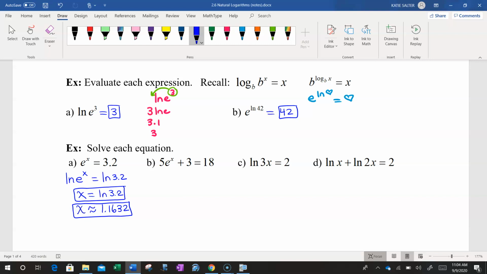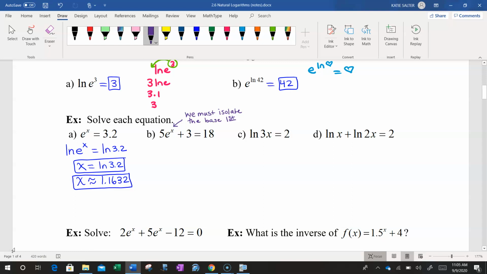All right, on the next problem, because it's got some multiplying and adding with e to the x, the first step is we must isolate the base. To do that, we're going to start by getting rid of any addition or subtraction. So we're going to subtract 3 from each side. That leaves us with 5 times e to the x is equal to 15. Then we divide each side by 5, and we get that e to the x is equal to 3.